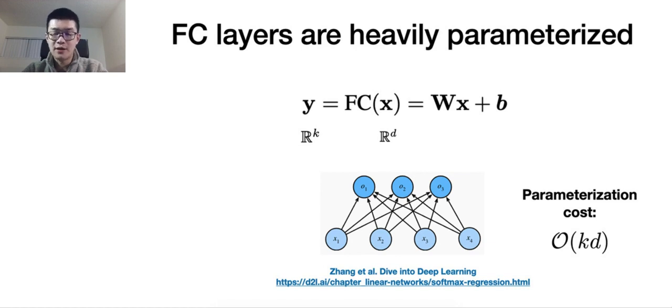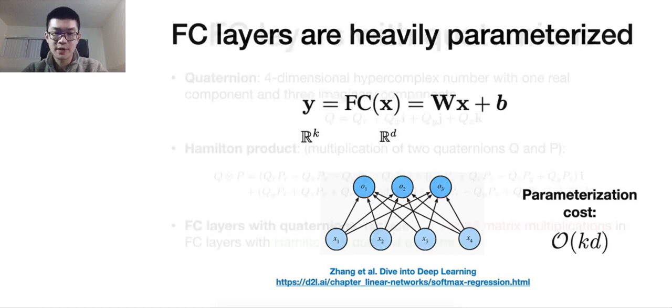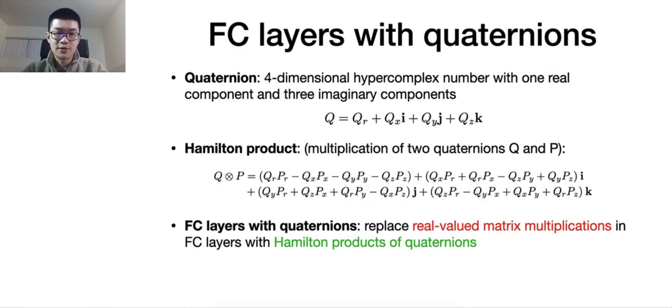So in practice, when the input size or the output size is big, the parameterization cost can be very high for the FC layers. That's why recent works propose fully connected layers with quaternions to reduce the parameterization cost. For context, a quaternion is a 4-dimensional hypercomplex number, and the multiplication of 2 quaternions is called the Hamilton product. The so-called FC layers with quaternions just replace the real-valued matrix multiplications in the FC layers with the Hamilton products of quaternions.